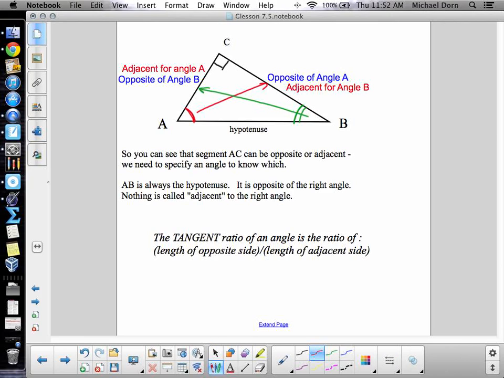So if I were to take the tangent of angle A here, that'd be the opposite, CB, over the length of the adjacent for angle A, CA. The tangent for angle B would not be the same because it's relative. Tangent of angle B would be the opposite of angle B, which is CA, over the adjacent for angle B, which is CB. But that's what a tangent ratio does. Its tangent is opposite over adjacent.